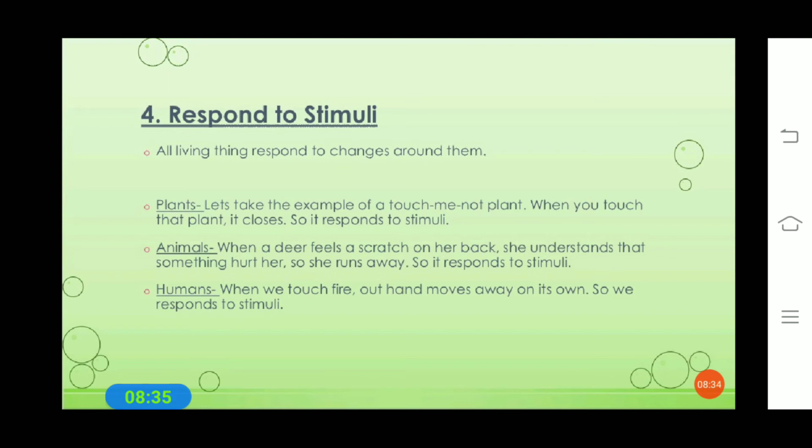So what is meant by stimuli? Stimuli are nothing but changes in our surroundings that make us respond to them. So whatever changes occur in our surroundings that make us respond to them are stimuli. All living things respond to changes around them.